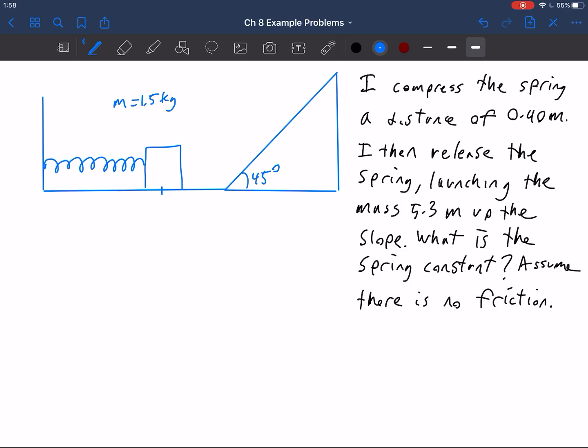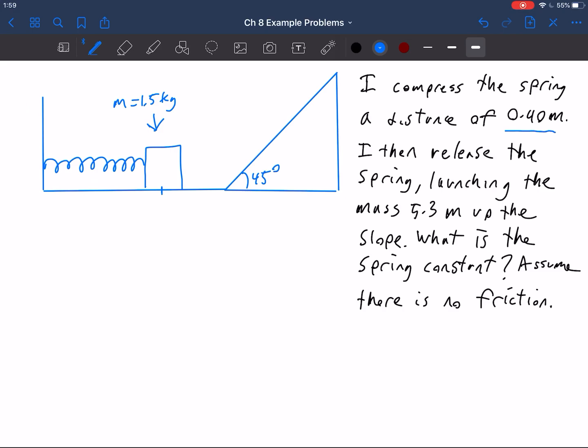Okay, so this is an interesting problem. It's a lot like a pinball launcher, right? To launch a pinball in a pinball machine, you compress a spring and then you let that spring go, and it launches the pinball up into the machine, right? So the same type of thing is happening here. We have some object, this mass, right here, which is initially at the equilibrium position, right? That spring is neither stretched nor compressed, and then we're going to compress that spring 0.4 meters.